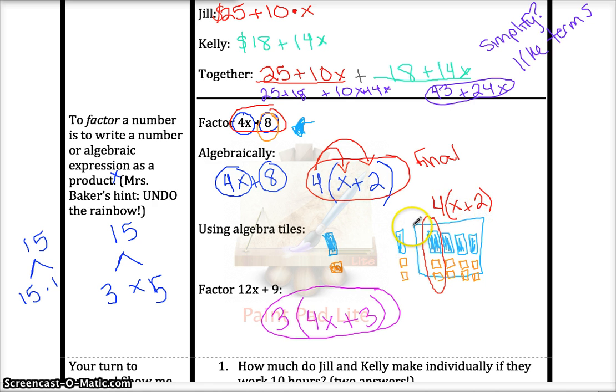And I only have 1x because I have 1 blue bar here, and I have the number 2 because I had 2 units right here, or 2 orange blocks right here. So my final answer is 4 parentheses x plus 2, just like the one I got here. It's up to you which one you would prefer. I prefer just looking at it algebraically. I do not like drawing algebra tiles. You do not need to know how to draw algebra tiles for any of the tests that we have coming up. You can just show me how to do it algebraically.